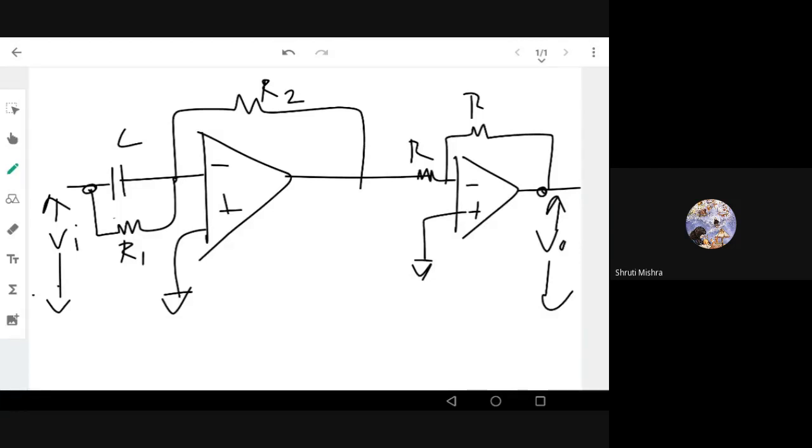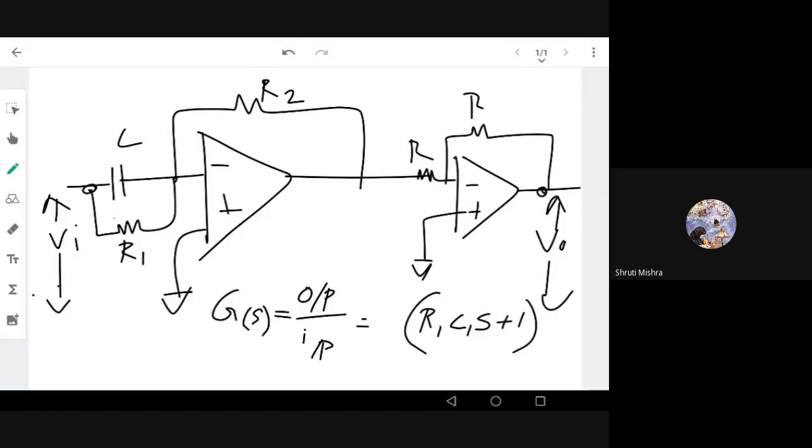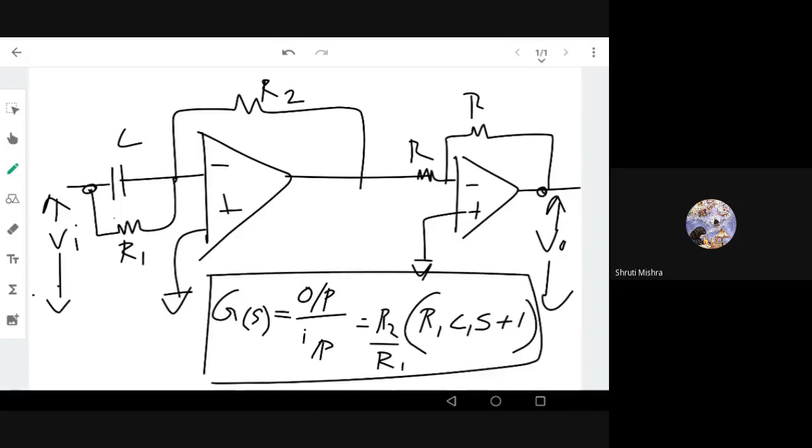Now please try to calculate the transfer function of the circuit. You will get output divided by input, something like this. What will come? It will come around something like R1 C1 S plus 1, into R2 divided by R1. Try this. Are you able to get this transfer function from the circuit? Please try it.